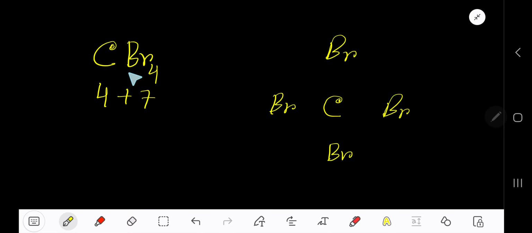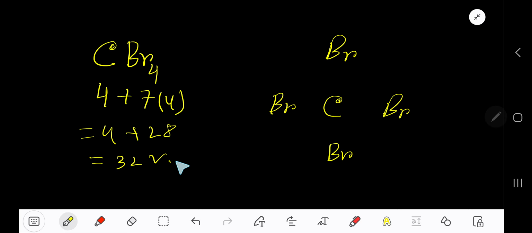CBr₄ Lewis structure, that is carbon tetrabromide Lewis structure. Carbon has 4 valence electrons as it is in group 14 or 4A. Bromine has 7 valence electrons as it is in group 17 or 7A. Here we have 4 bromine, so multiply by 4. So 4 plus 28, so 32 valence electrons.